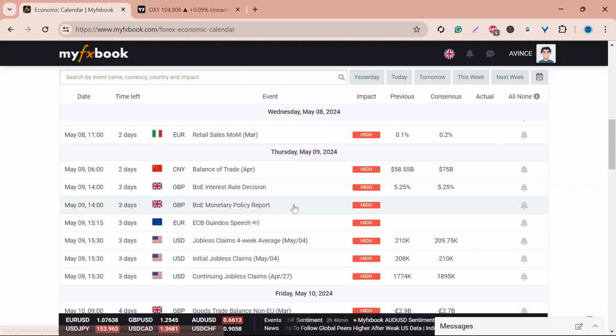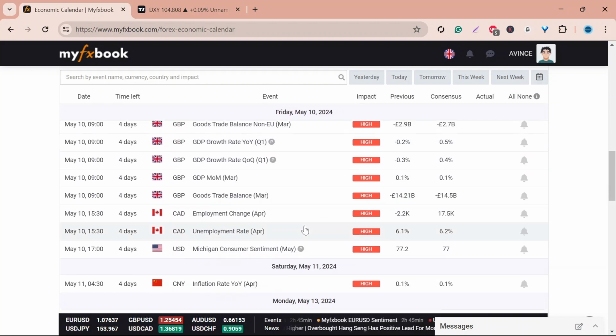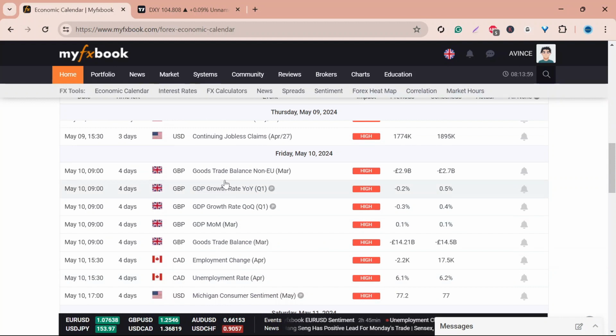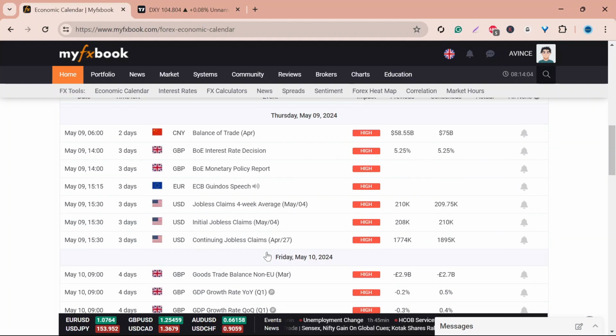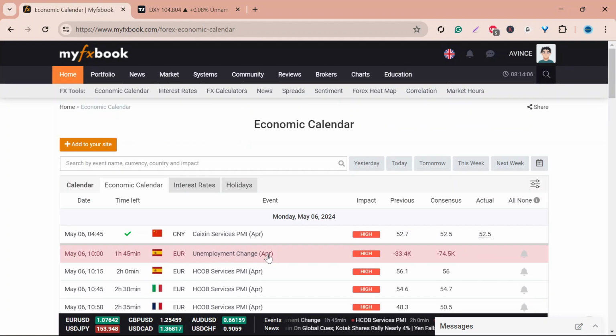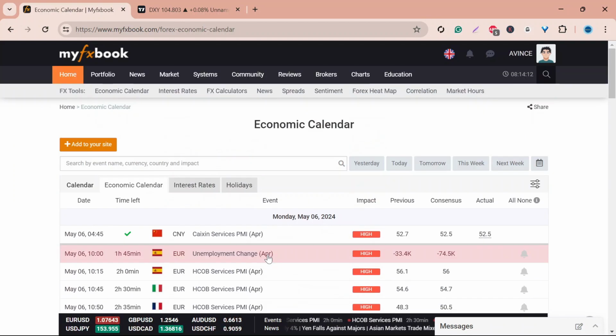Then on Thursday, we will be having the BOE interest rate decision, and at the same time, we'll be having a few USD news coming in also. Then on Friday, it will be heavy on GBP and CAD news. So those are the news that you should be looking out for this week. I'm not so much of a fundamental person, so I only want to know what's happening in the fundamentals, but I lay my decisions on technicals.